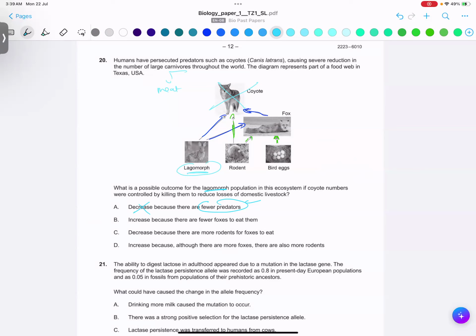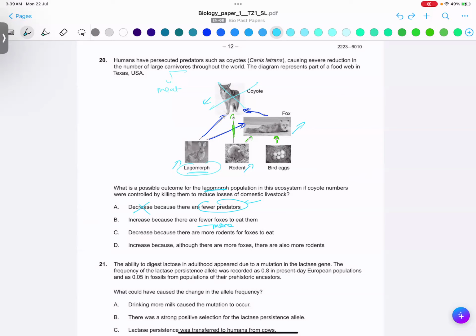Increase because there are fewer foxes to eat them. No, actually, there's going to be more foxes to eat them, but the foxes won't be as much as the coyotes, and there's going to be more rodents. So no, because this will increase as well. This will increase. This will decrease. This will increase. Okay, this will stay the same. Or no, the bird eggs actually might decrease as well, because there's just going to be more foxes.